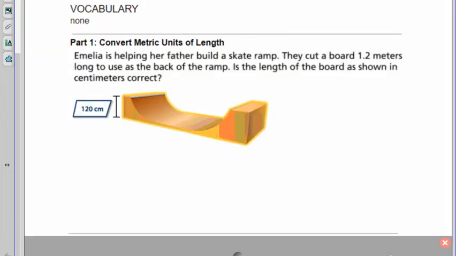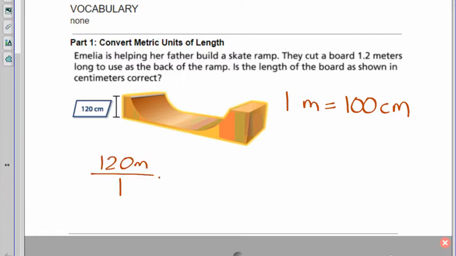So here we go. Amelia is helping her father build a skate ramp, and they cut a board 1 2/10 meters long to use as the back of the ramp. And we want to know if that is correct. So we need to change 120 centimeters to meters so I can compare with like units. First off, we need to know that 1 meter is 100 centimeters. Centi means hundredth. And let's convert that.